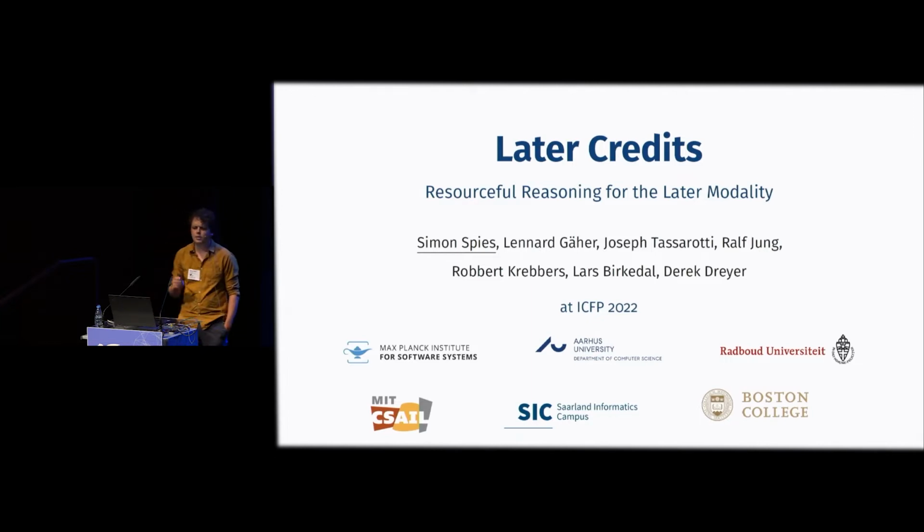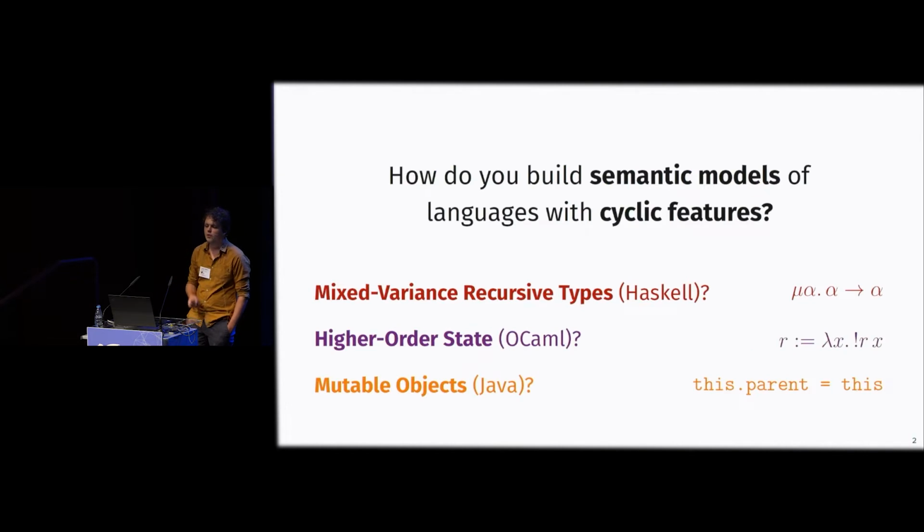I want to start this talk with a question. How do you build semantic models of languages with cyclic features? This could be Haskell's mixed variance recursive types, or OCaml's higher order state, so references storing functions, or Java's mutable objects. What all of these language features have in common is that naive semantic models for them are cyclic. And cyclic in the bad kind, where it's not well founded, so not obvious what to do.